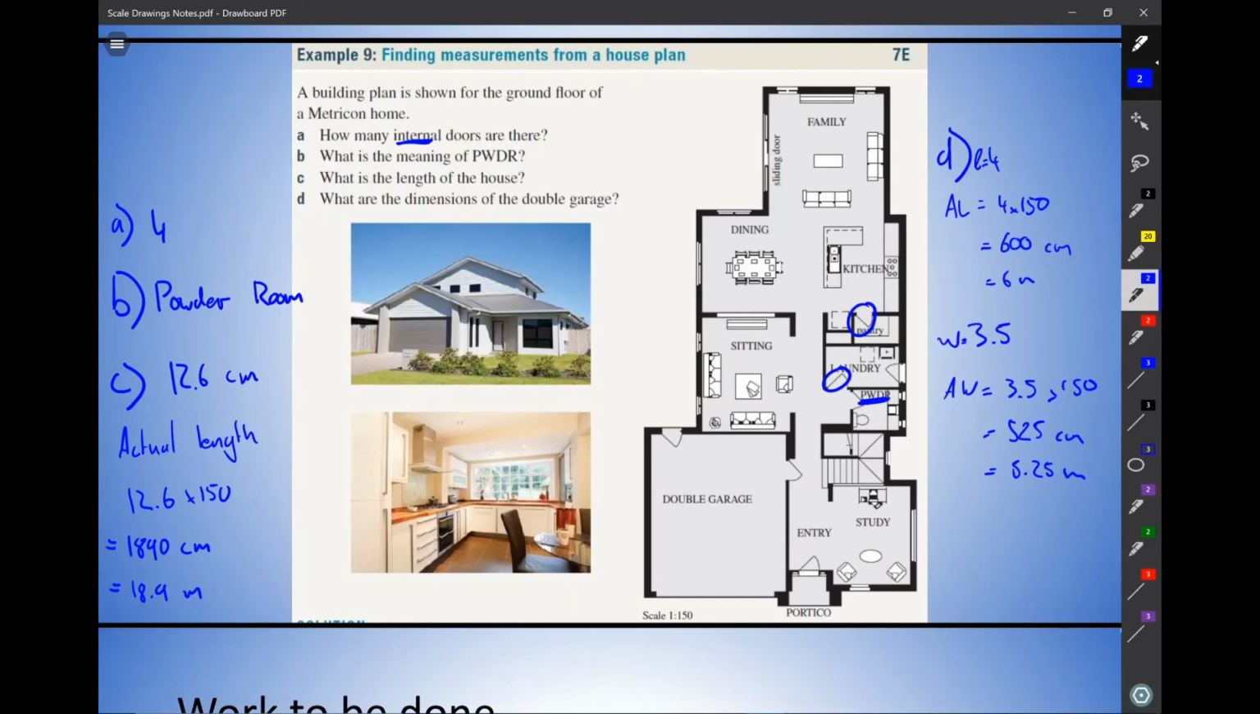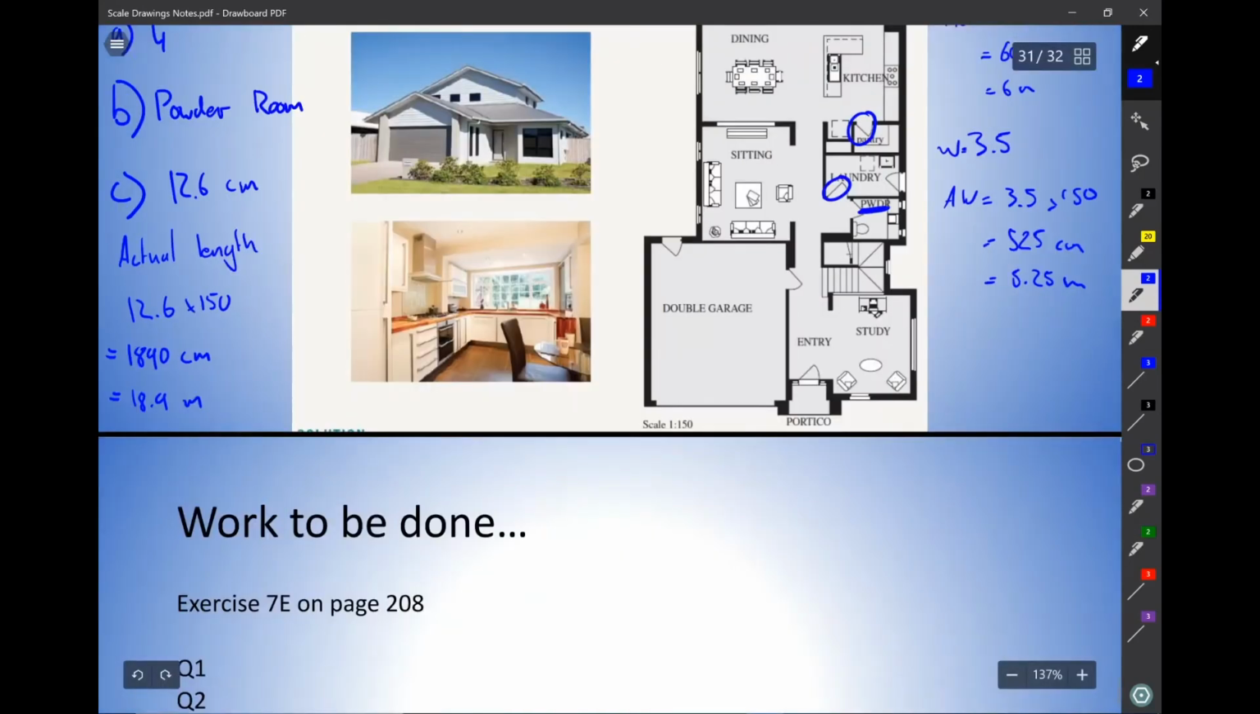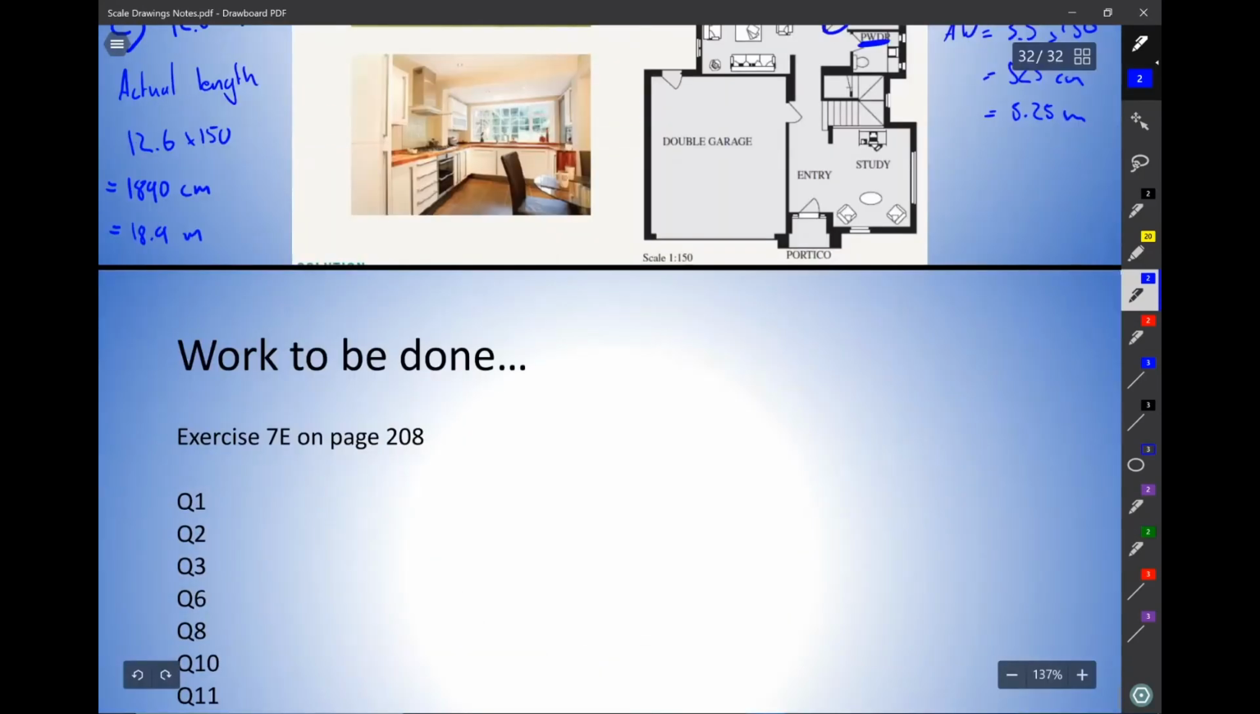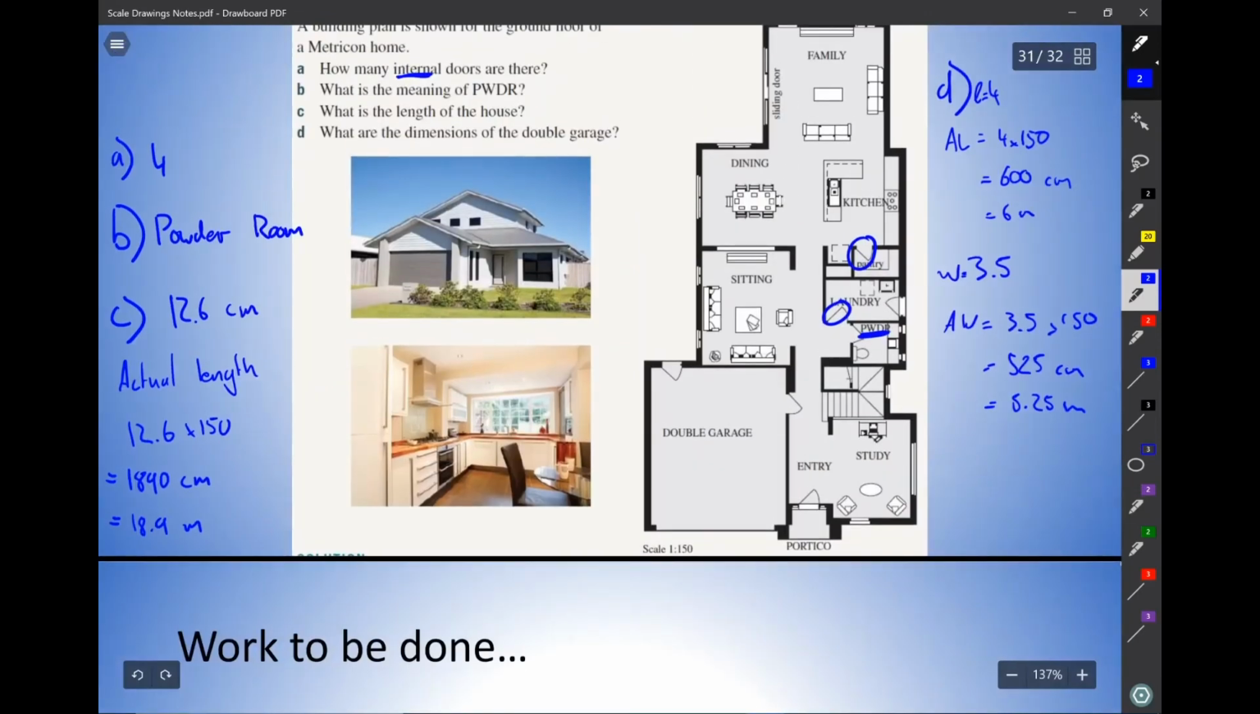So see here we're applying a little bit of our scale drawings from our last lesson, but we have looked at it in a very practical context of a house plan. There are a bunch of questions for you guys to do now. A lot of these questions will be quite similar to this one, where you're interpreting a house plan. So if there are some things you don't know, I'm happy to help you out.